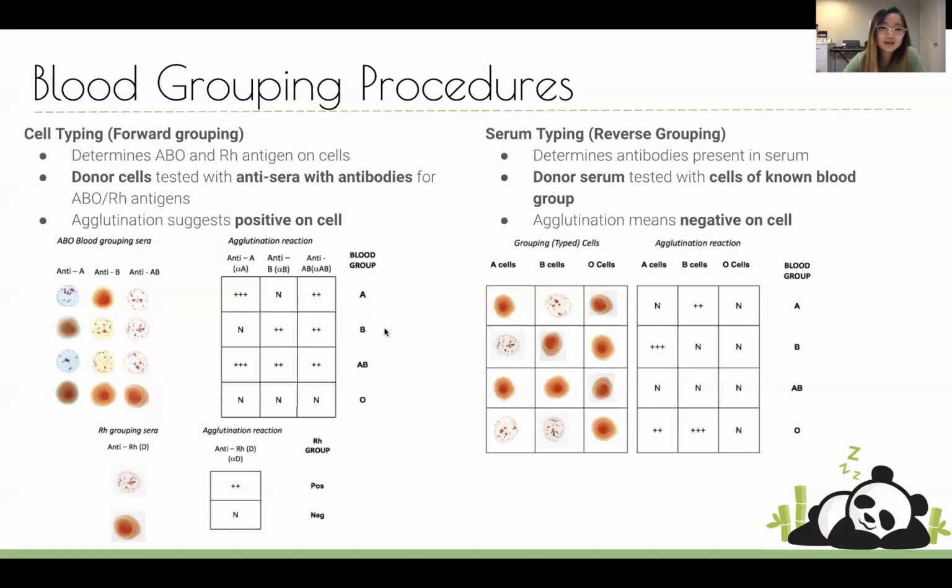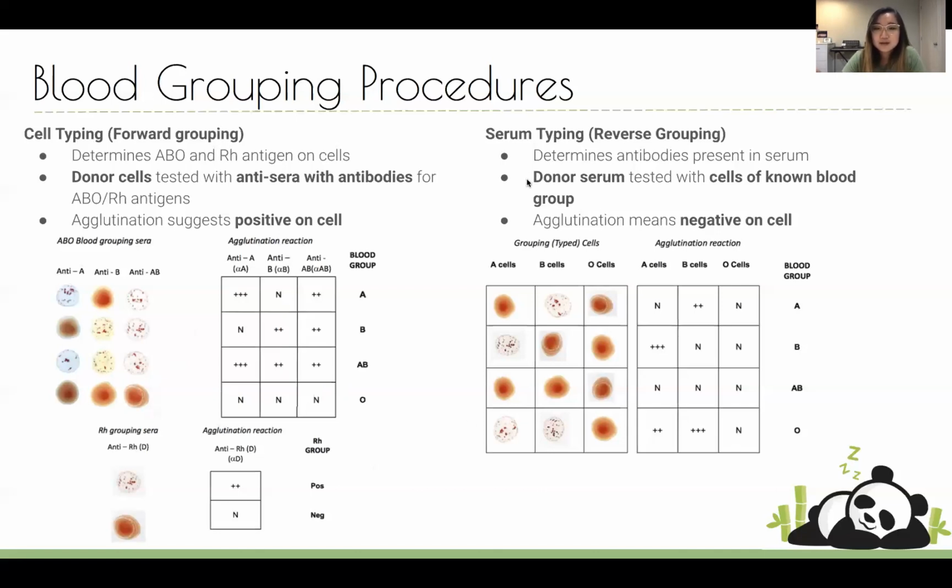Similar thing for B. For AB, it'll all be positive because anti-A will attack the A on the AB blood cell, anti-B will attack the B on the AB blood cell, and anti-AB will attack both. And then on O, because they don't have anything, none of these antibodies will attack, there are no antigens to attack. So it's just going to be all negative. And that's similar for the rhesus group.